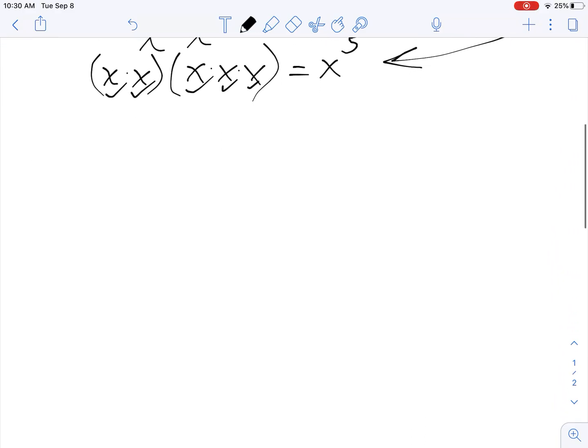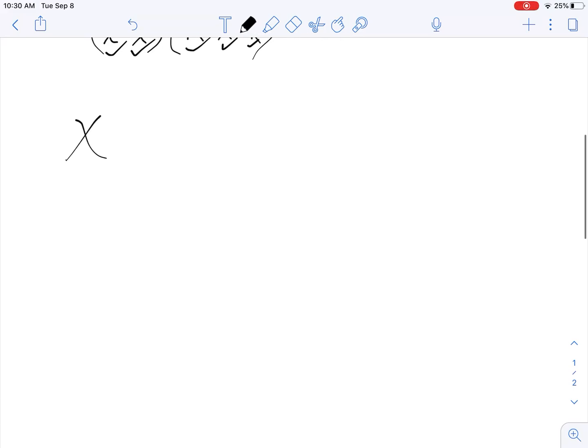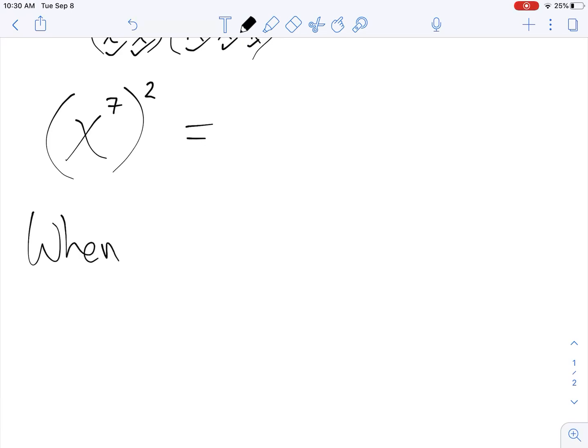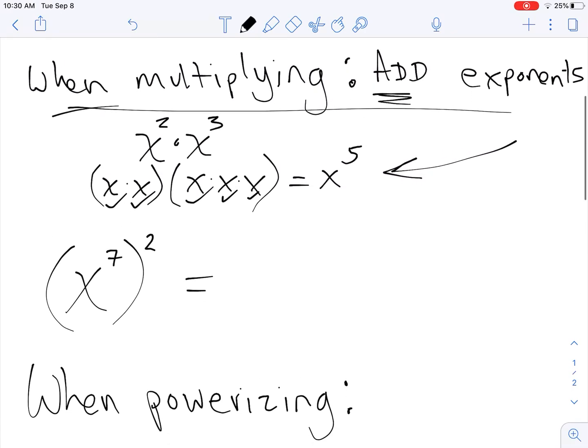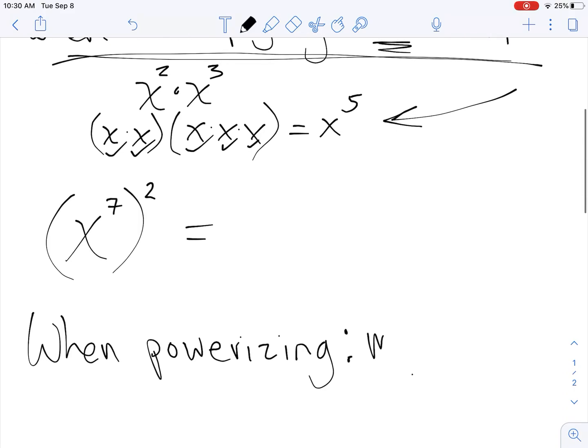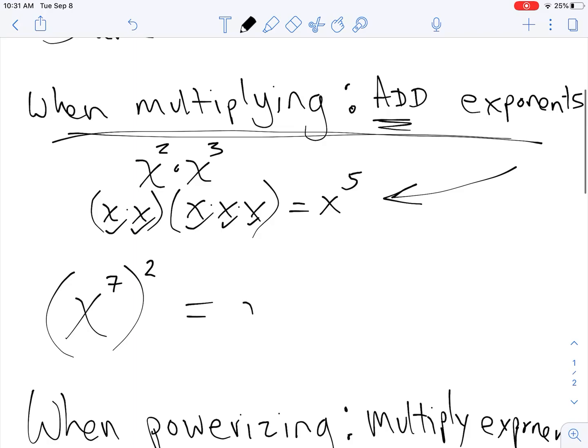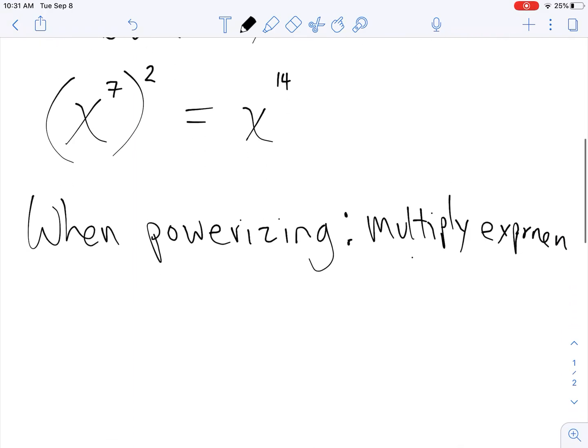The same will go for an example like this. You're not really sure. Well, when you are powerizing, which is x to the 7th to the 2nd power, well, let's see, when we were multiplying, we added the exponents. When we powerize, we are going to multiply the exponents, or the powers. So this would be x to the 14th. And again, you don't have to memorize that.